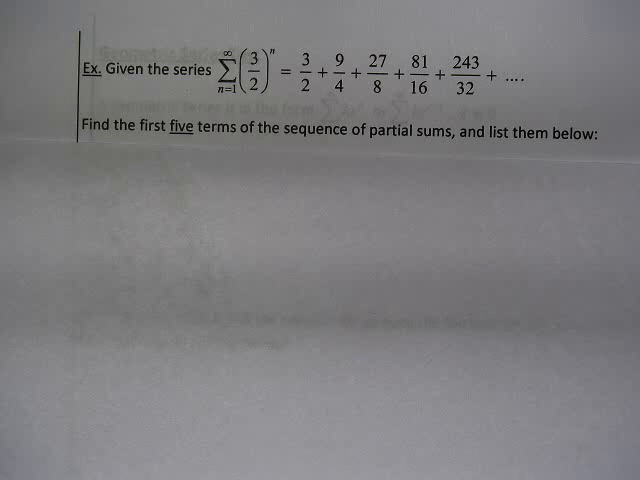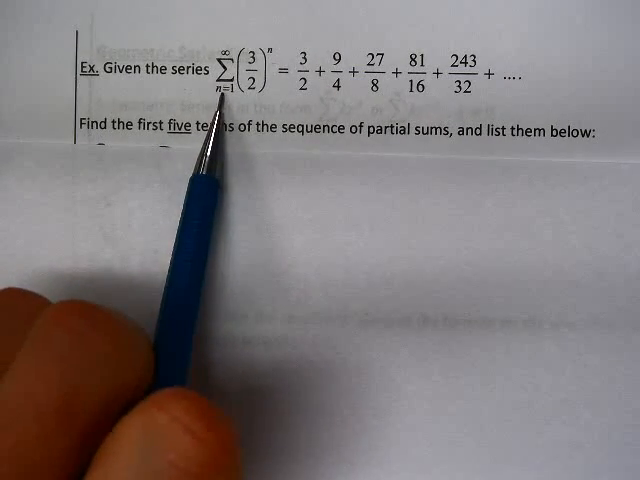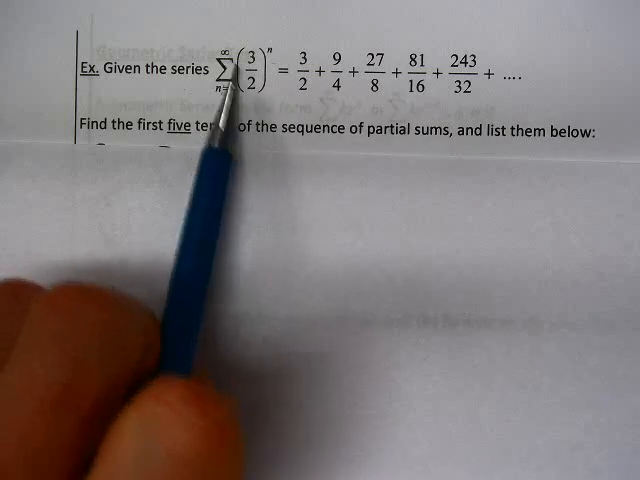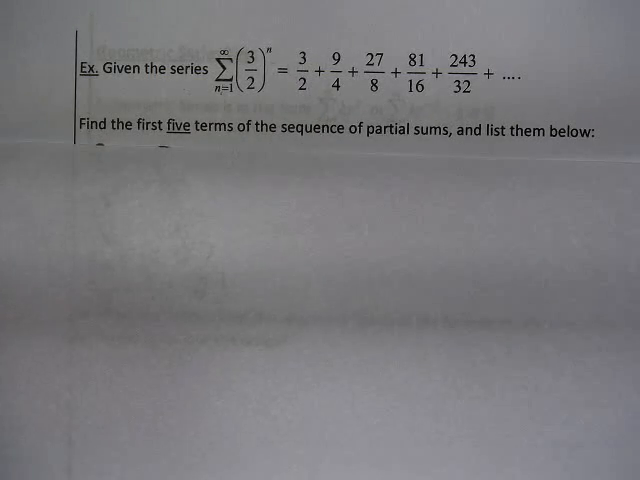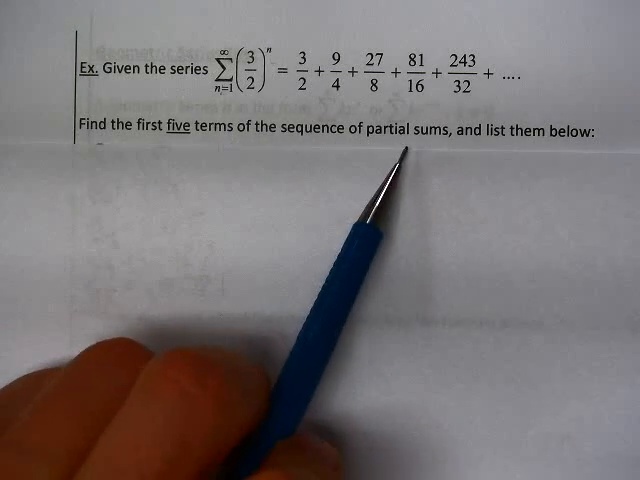The next example is also a geometric series. We have 3 halves raised to the n, and the summation as n goes from 1 to infinity. So we have the first few terms listed out here. What we're going to do is list the first 5 partial sums of this series.